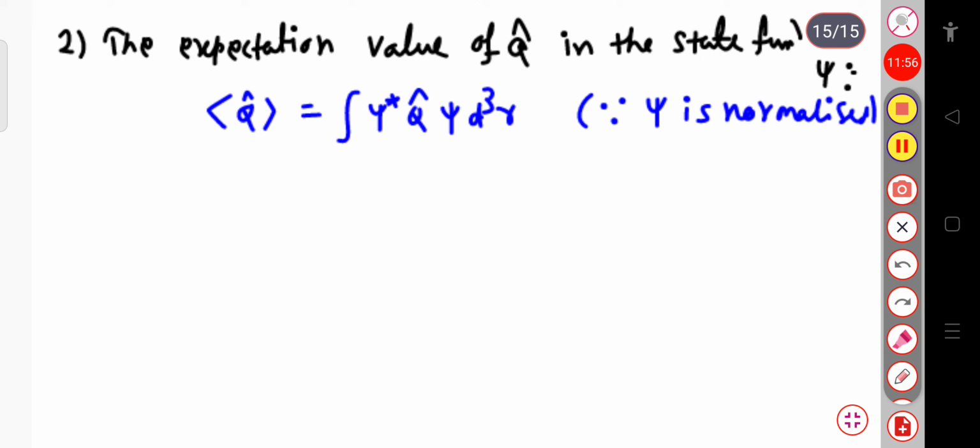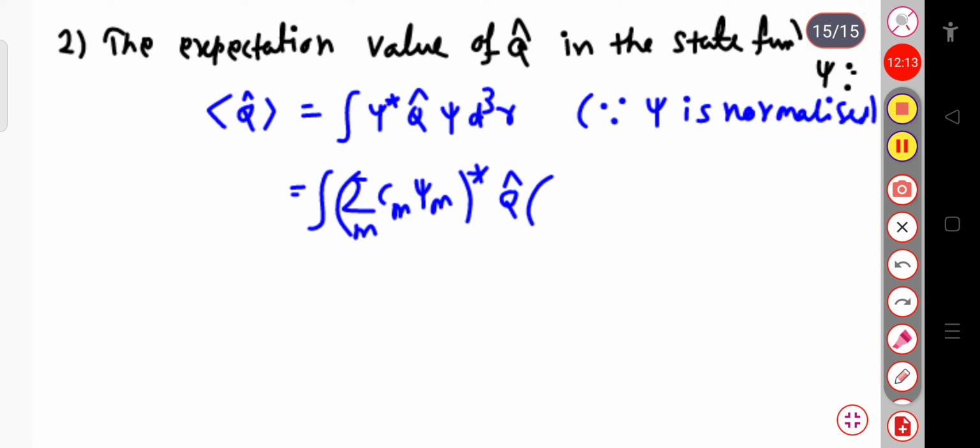And again, this psi star can be written as the integration over the sum over the linear combination of the function, that is Cm psi m whole star, and in place of q cap I will write the same q cap, and in place of psi I will write sum over n Cn psi n, that is the linear combination of the function, and here the dqr.